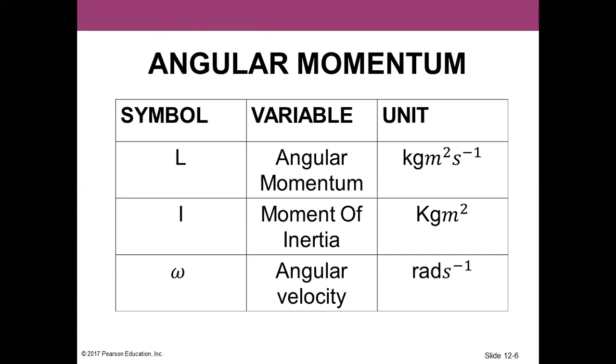So in the formula, L represents the angular momentum, which is measured in kilograms meter squared per second. Then I represents the moment of inertia, which is measured in kg meter squared. Then omega here represents the angular velocity, which is measured in radians per second.